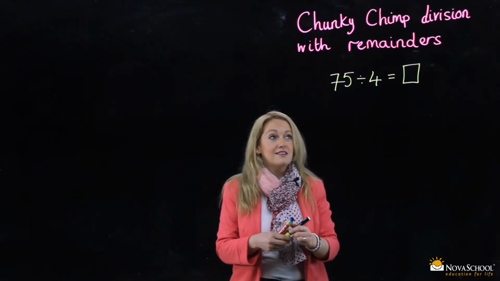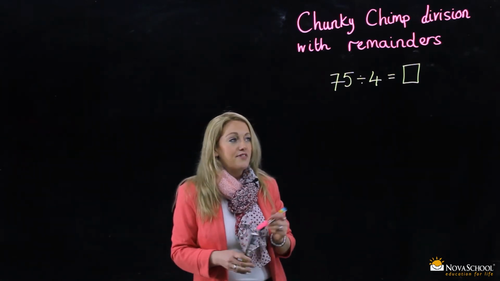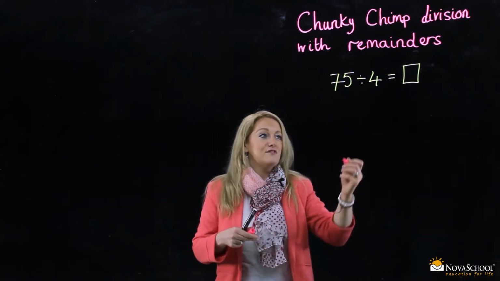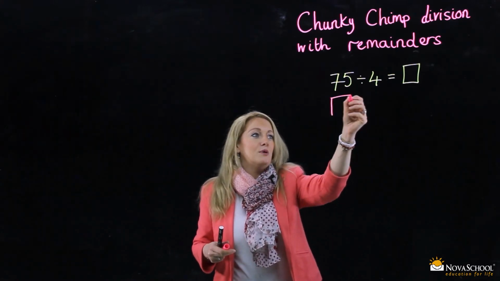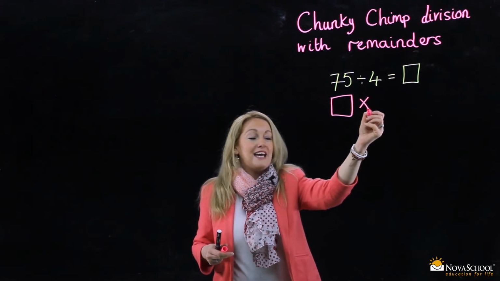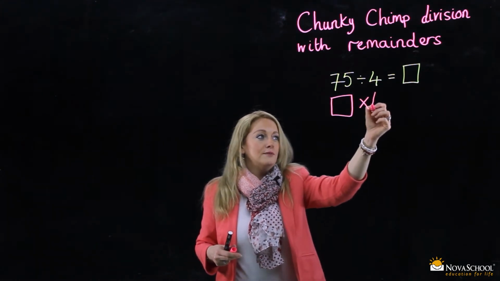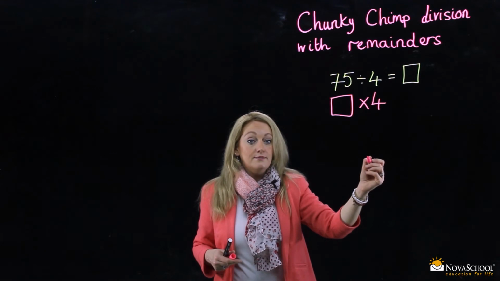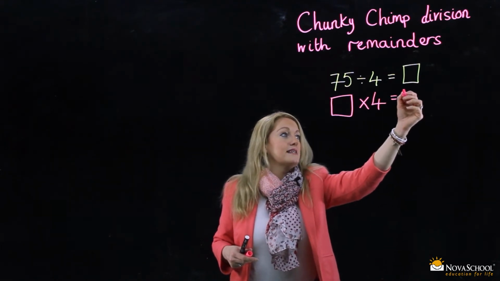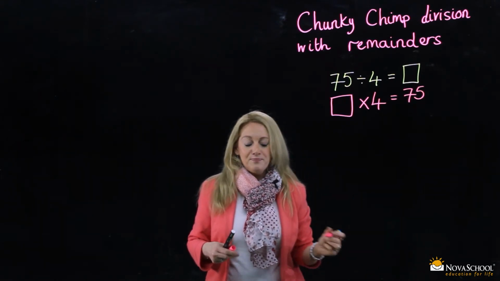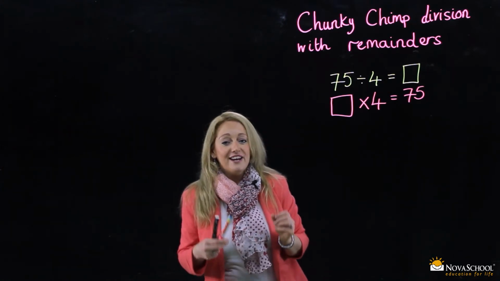Okay, where do we start? Well, we know that something multiplied by 4 is 75. Let's write it in. We put our box, our multiplication sign, our 4, which is always in the same column, equals 75. Now we need to take our nice happy number.